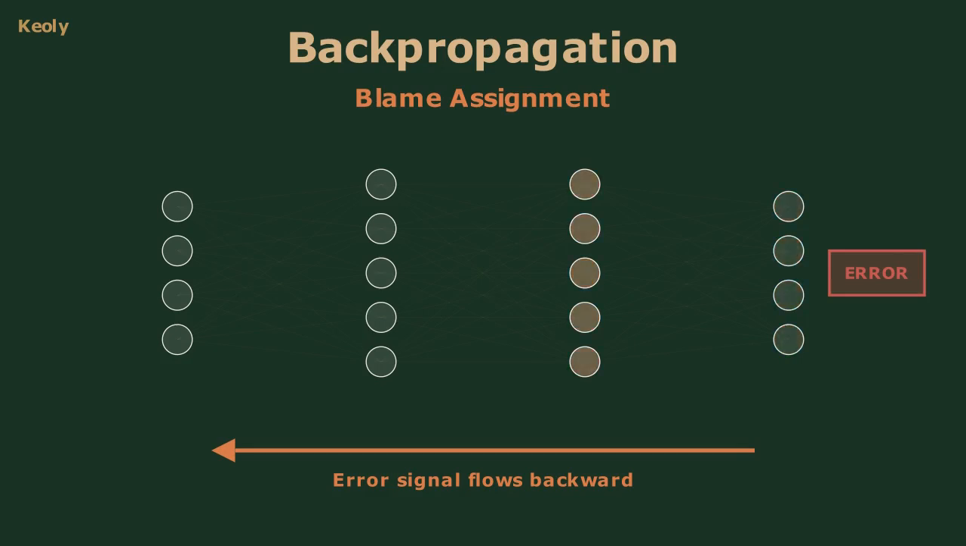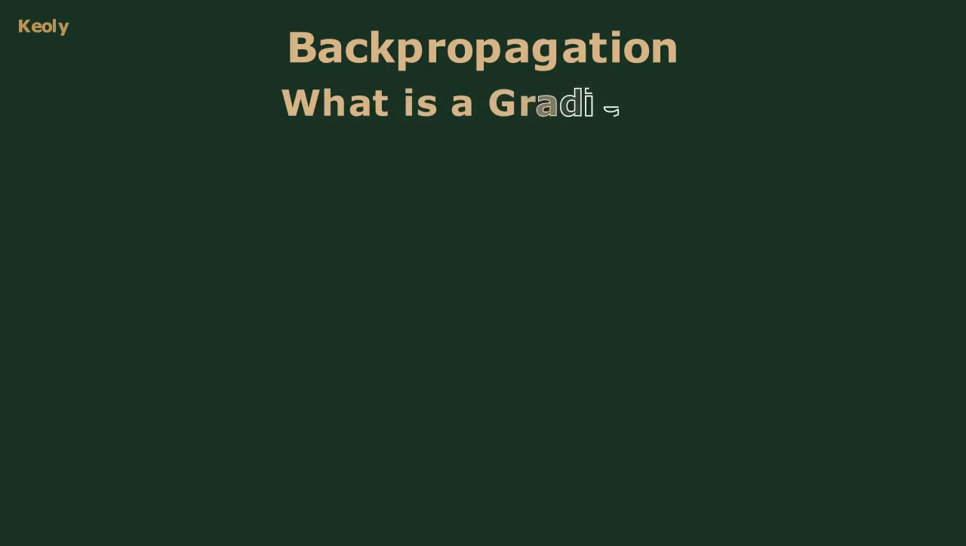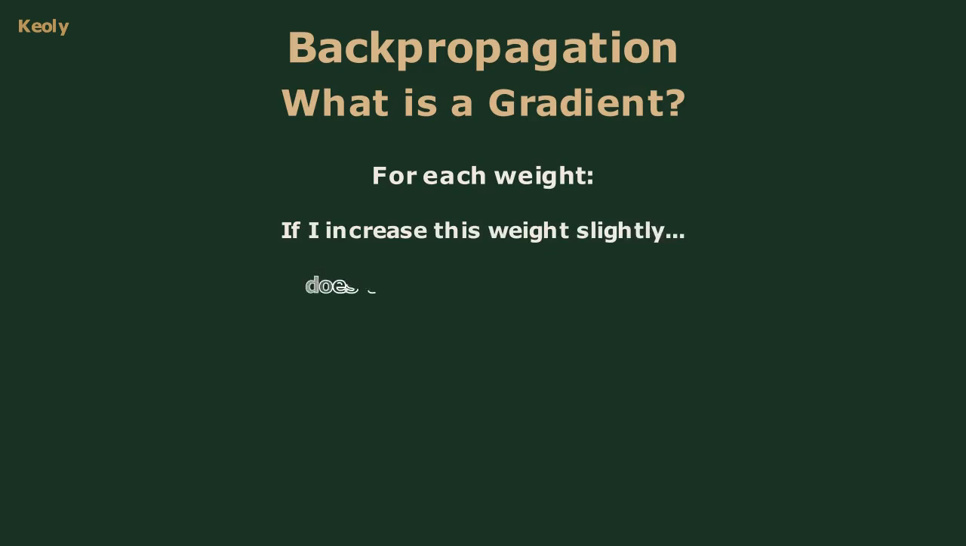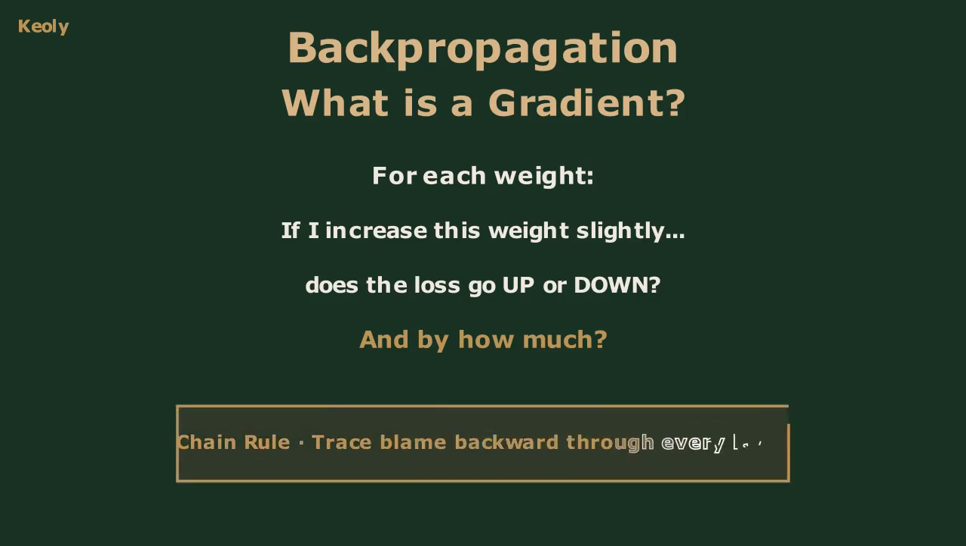Backpropagation is blame assignment. We start at the output, measure the error, and ask, which weight contributed most to this mistake? Mathematically, we calculate something called a gradient for every single weight. A gradient is just a number that tells you two things. 1. If you increase this weight slightly, does the loss go up or down? And 2. By how much?